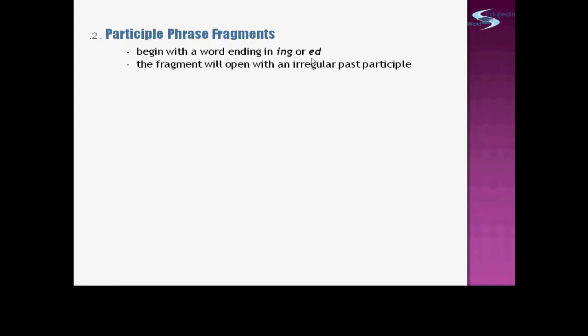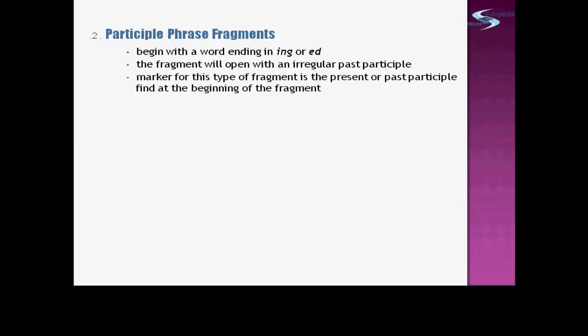participle phrase fragments. A participle phrase fragment will begin with a word ending in ing or ed, or the fragment will open with an irregular past participle. More words will follow to finish the phrase, but nowhere will you find a main clause to complete the thought. By itself, a participle phrase cannot be a sentence. Your marker for this type of fragment is the present or past participle, and you can find this at the beginning of the fragment.